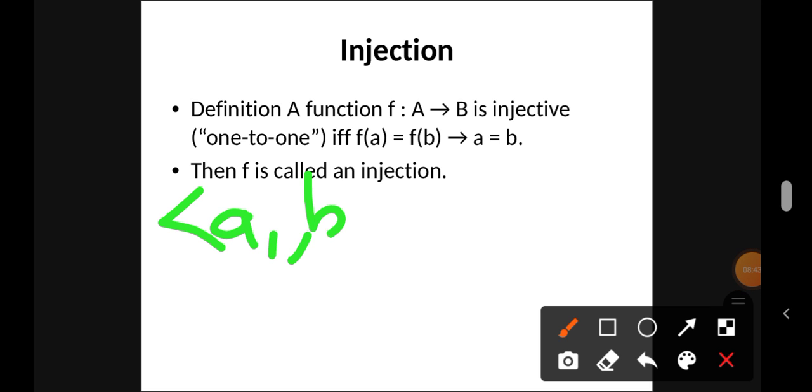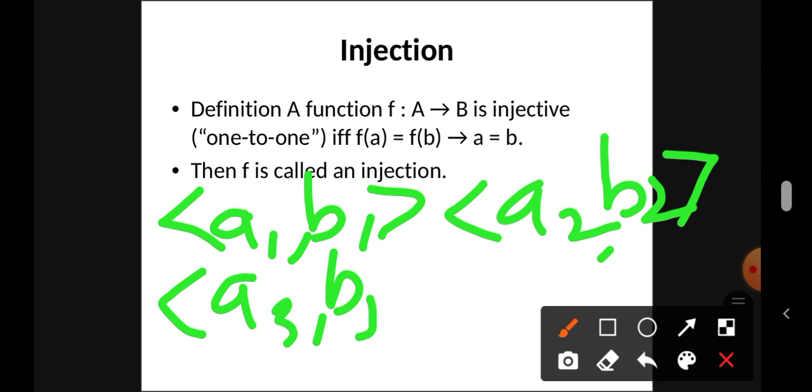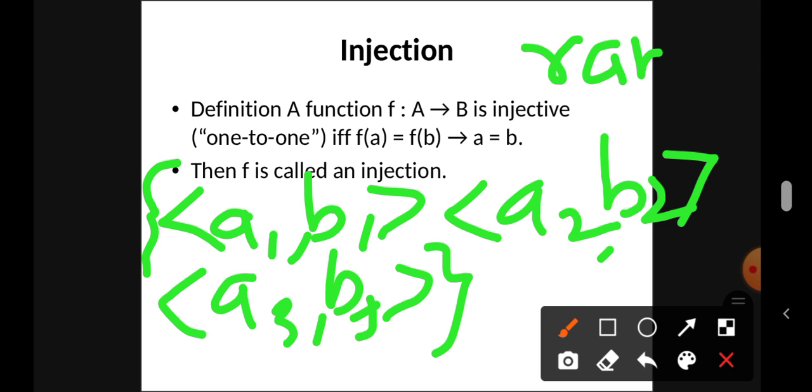A1 B1, A2 B2, A3 B3. Okay, suppose this is a function, but we have more than 3 values in B. Suppose in the case of B we have B1 B2 B3 B4 etc. Bn. Then this B1 B2 B3, these elements are called range. This is called what? Range.